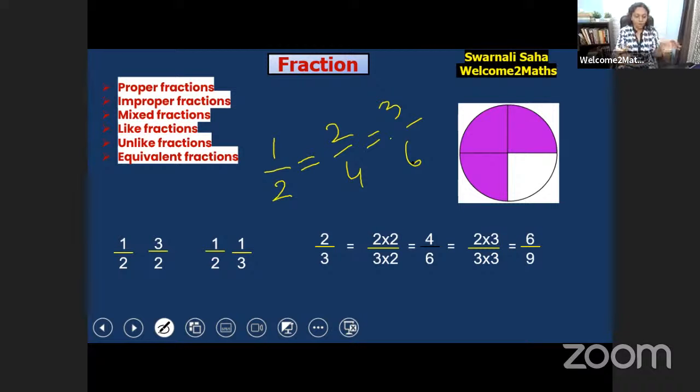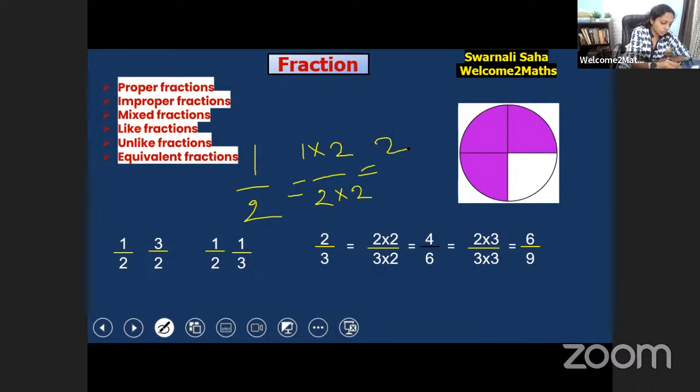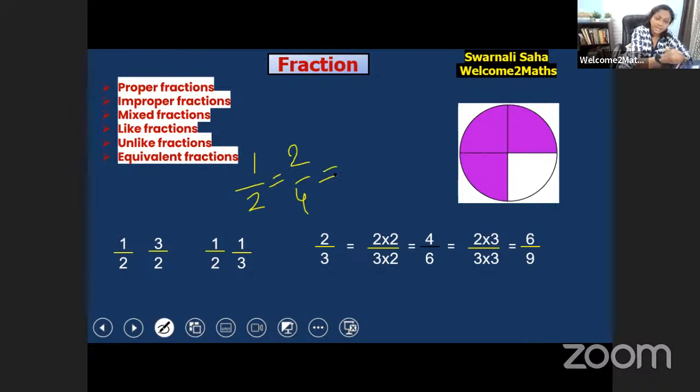In this way, we have to do. 1 by 2 is equal to 1 into 2 and 2 into 2. So what will we get? 2 and 4. Okay. In this way, we have to do half is equal to 2 by 4. Next would be 3 into 1 and 3 into 2. 3 into 1 is 3, 3 into 2 is 6.